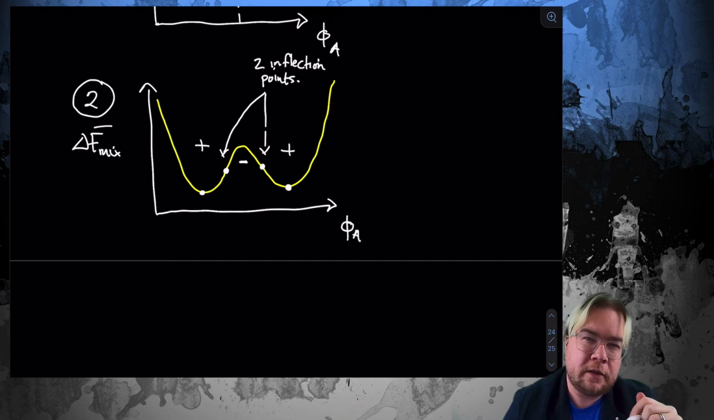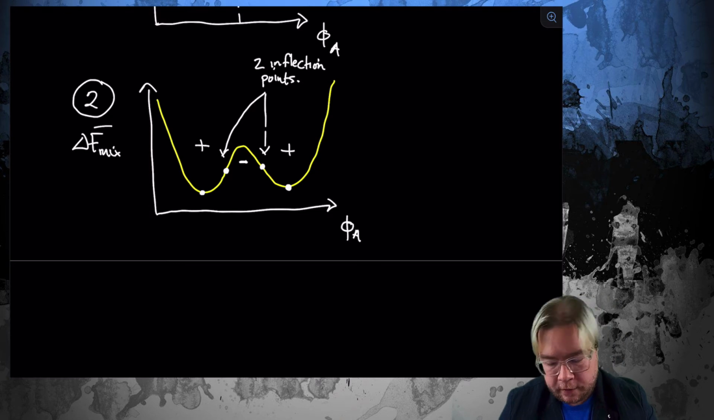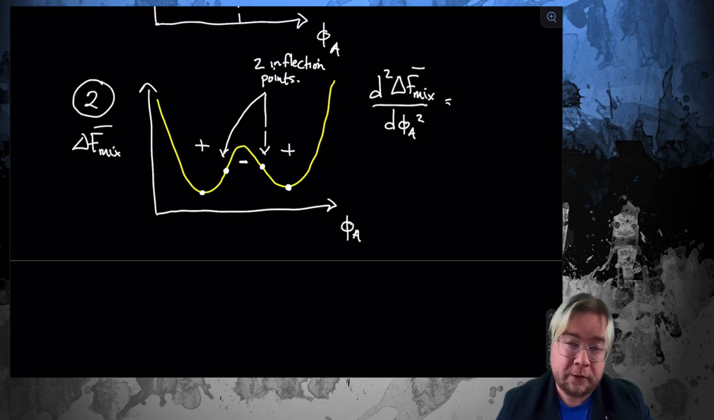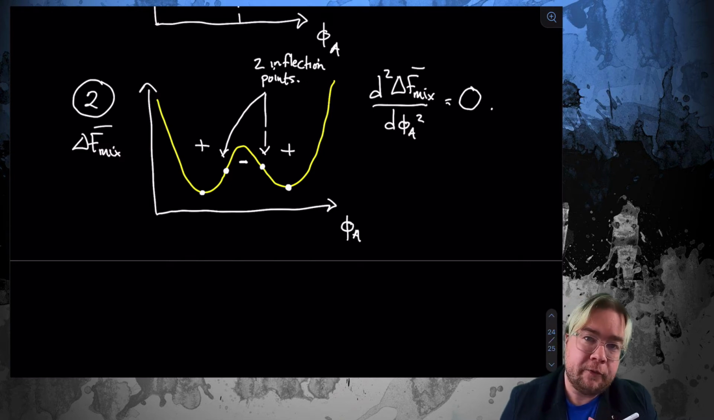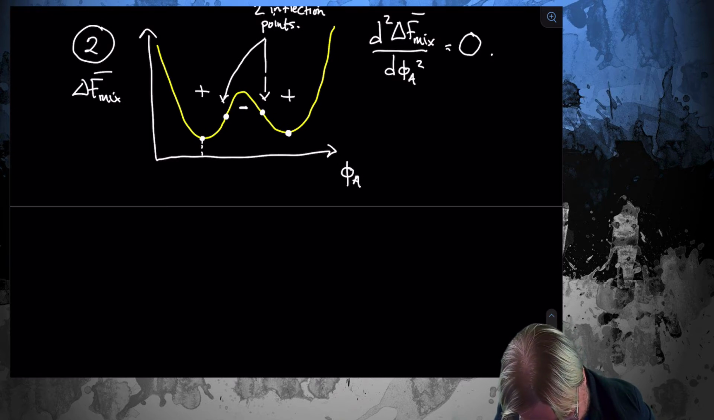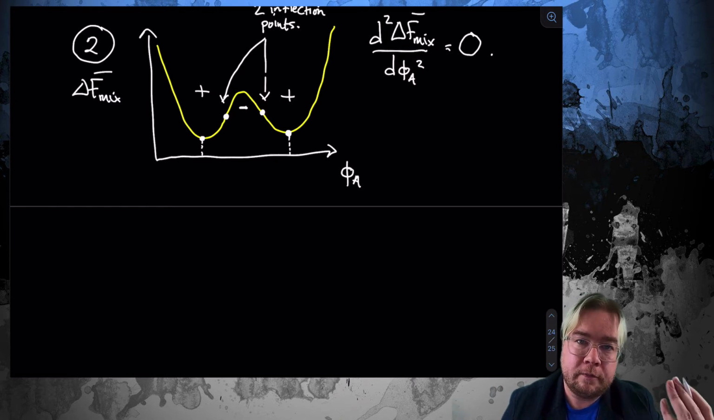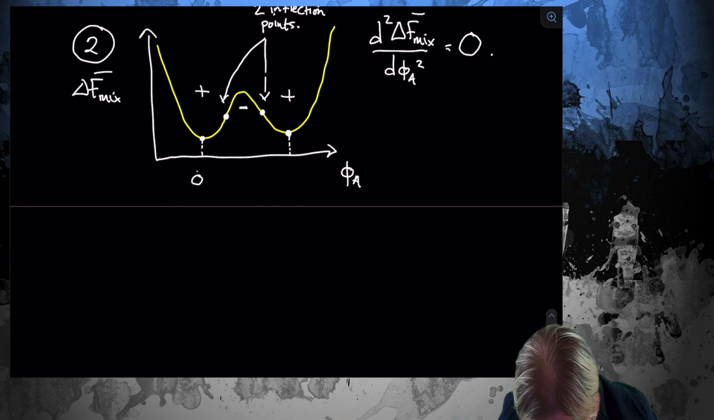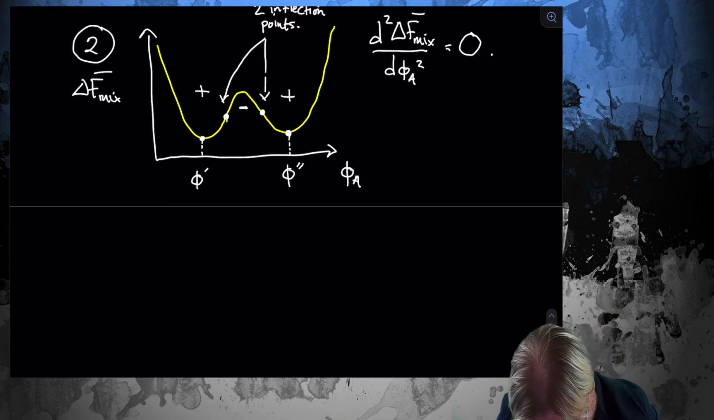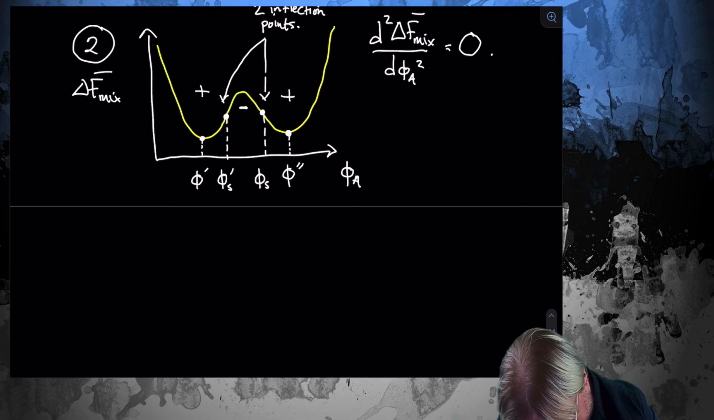So when is there going to be an inflection point for my curve? There will be an inflection point when the second derivative is equal to 0. That will be the boundary between the regions with negative curvature, which have that second derivative less than 0, and positive curvature, which have that second derivative greater than 0. So I'm going to label these points in terms of their volume fractions. I'm going to call the point at lower values of phi A, phi prime. I'm going to label this point phi double prime. I'm going to label this point phi S prime. And I'm going to label this point phi S double prime.